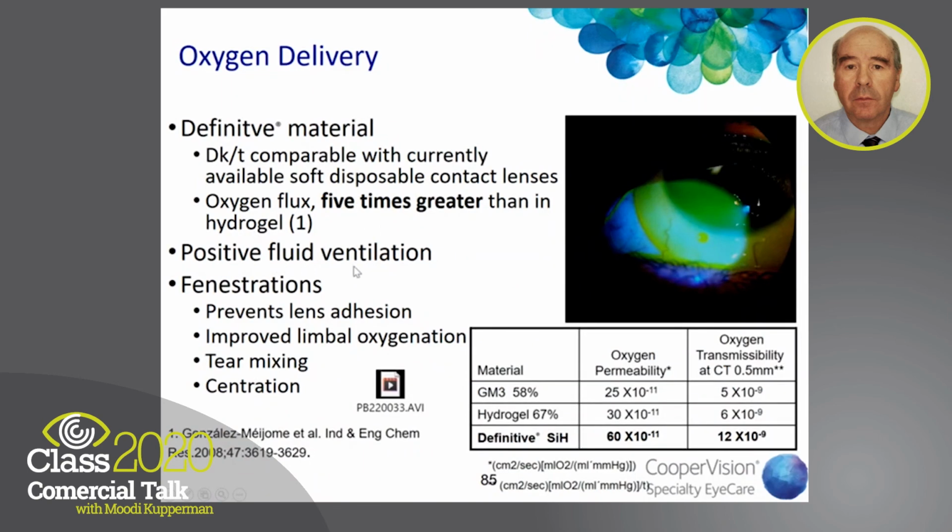Because of the fenestration, this positive fluid ventilation, the fenestration prevents lens adhesion, improves limbal oxygenation and tear mixing, and of course centration. So we get from this fenestration a very, very good behavior of the lens on the eye.